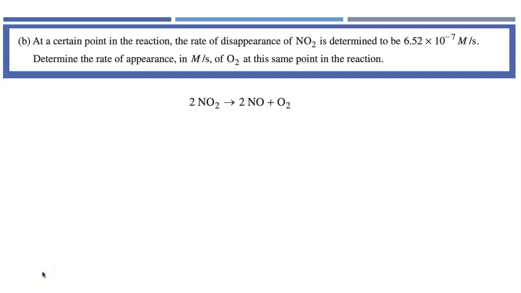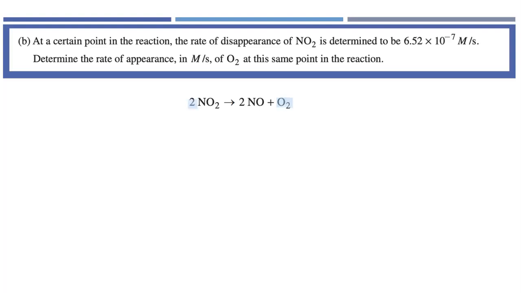At a certain point in the reaction, the rate of disappearance of nitrogen dioxide is determined to be 6.52 times 10 to the minus 7 molar per second. Determine the rate of appearance in molarity per second of oxygen gas at this same point in the reaction. So what this part of the question is really about is the relative rates. And it comes down to that balanced equation.